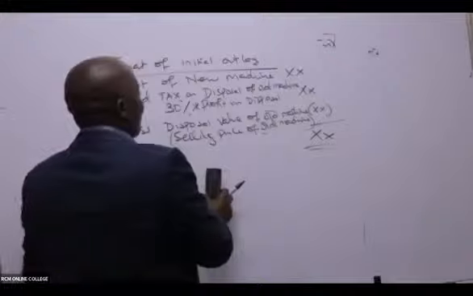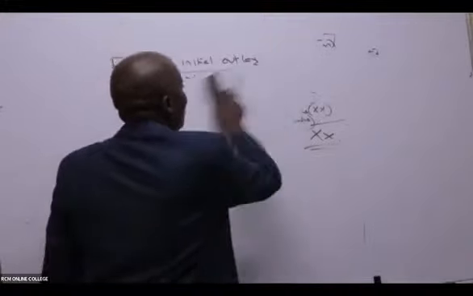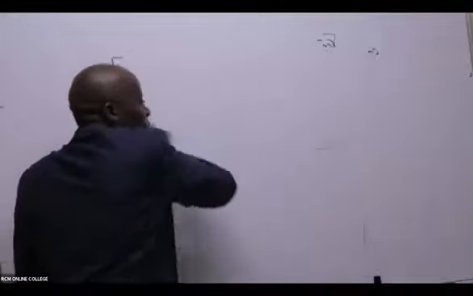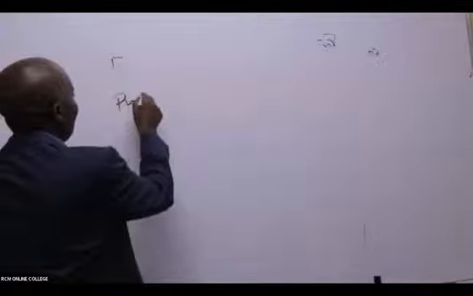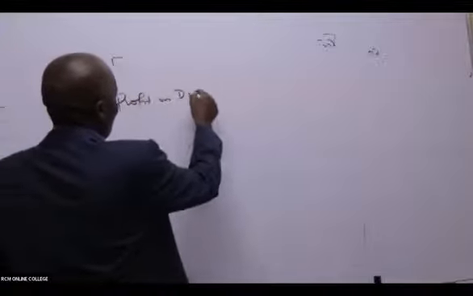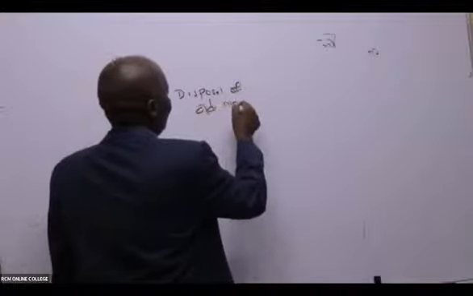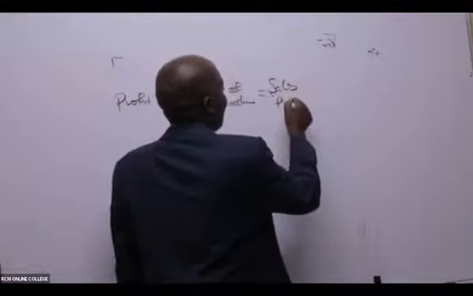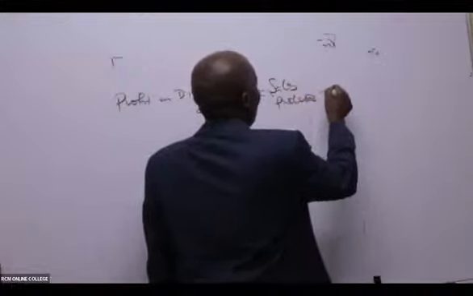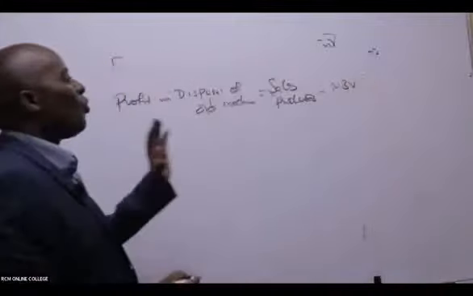So the only thing that I'm looking for here is the tax on disposal. So first of all, give me the profit on disposal of the old machine. Sales proceeds minus the net book value at year 2.